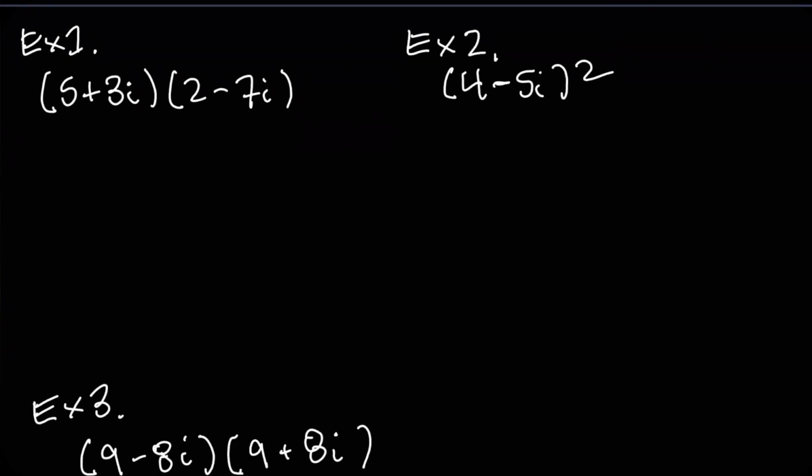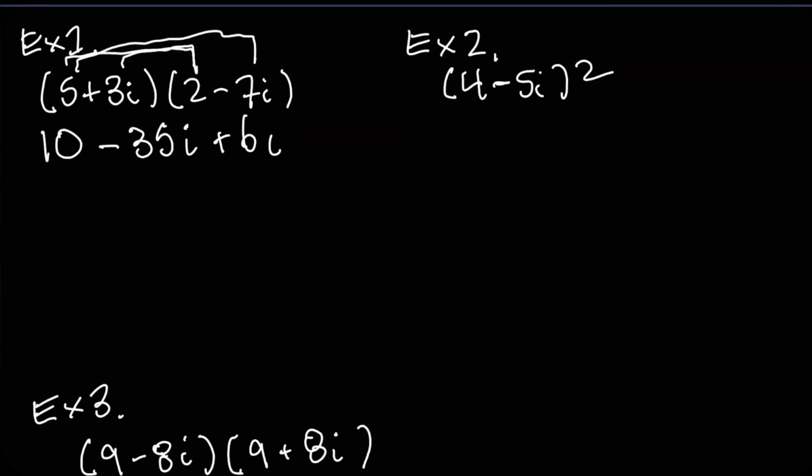First things first, let's go ahead and multiply our 5 times the 2, which gets us a 10. Then the 5 times the negative 7i, which will give us a negative 35i. Now we'll do the 3i times 2, which will give us plus 6i. And then last we'll do the 3i times the negative 7i, which will give us a minus 21i, and don't forget that it's squared. So let's go ahead and further reduce this.